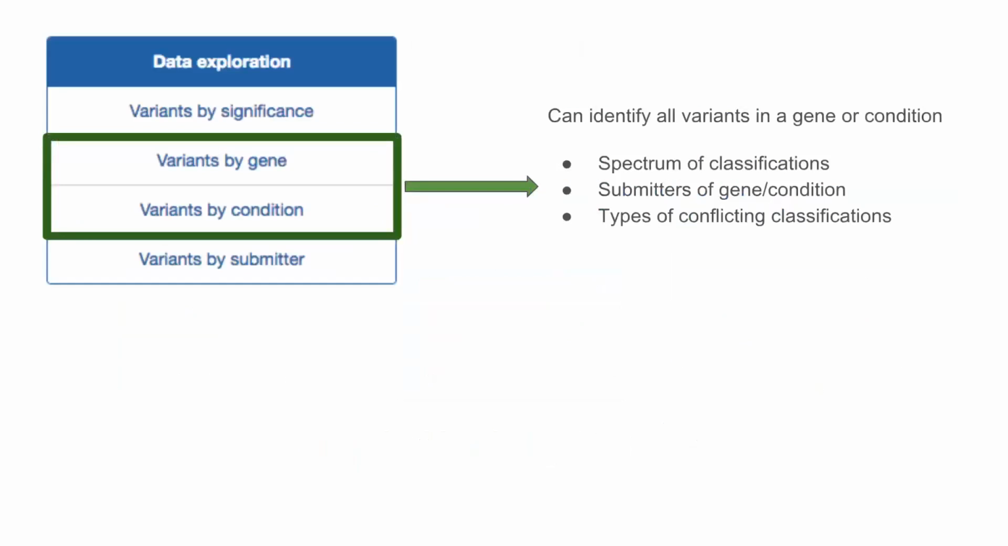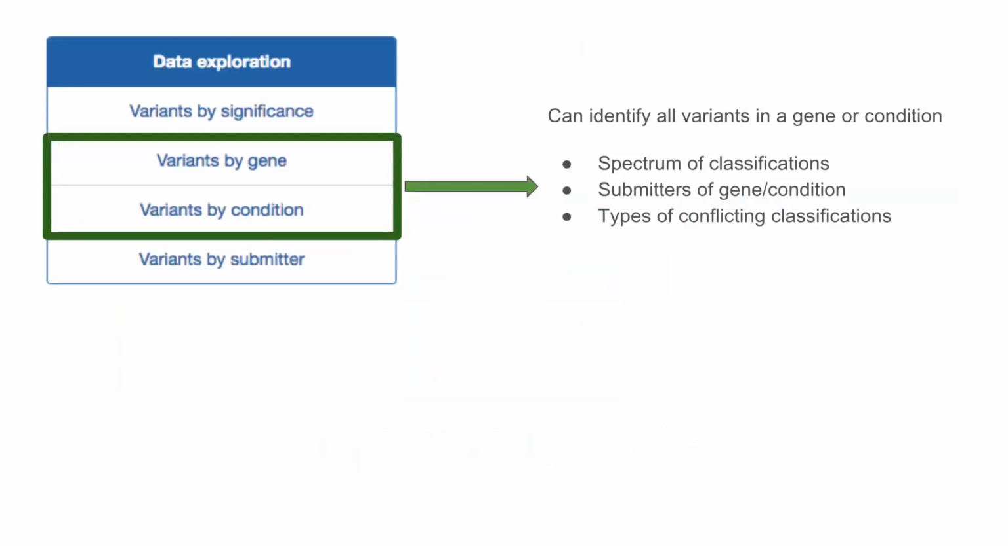So we're going to start with the first bucket, the data exploration. I'm specifically just going to look at two different types under here, the variants by gene and variants by condition. Both of these options let you find all variants within your gene or condition, look at the spectrum of classifications for whatever your query was, look at who the submitters are for this gene or condition within ClinVar, as well as what type of conflicts there are within this gene or disease.